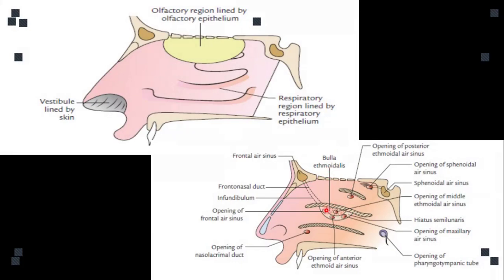Now the bulla ethmoidalis is actually produced by the underlying middle ethmoidal air cells, and they open on the surface of the bulla ethmoidalis. Now on the superior meatus, the posterior ethmoidal air cells open there. And as I had said earlier, the sphenoidal air sinus opens on the sphenoethmoidal recess. Okay, so you need to orient yourself with this anatomy of where each of the paranasal air sinuses open into.